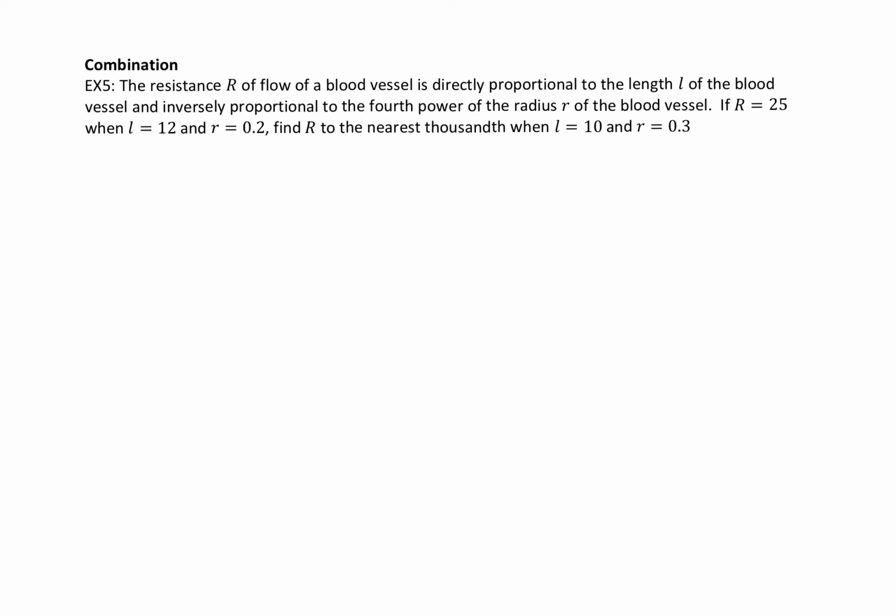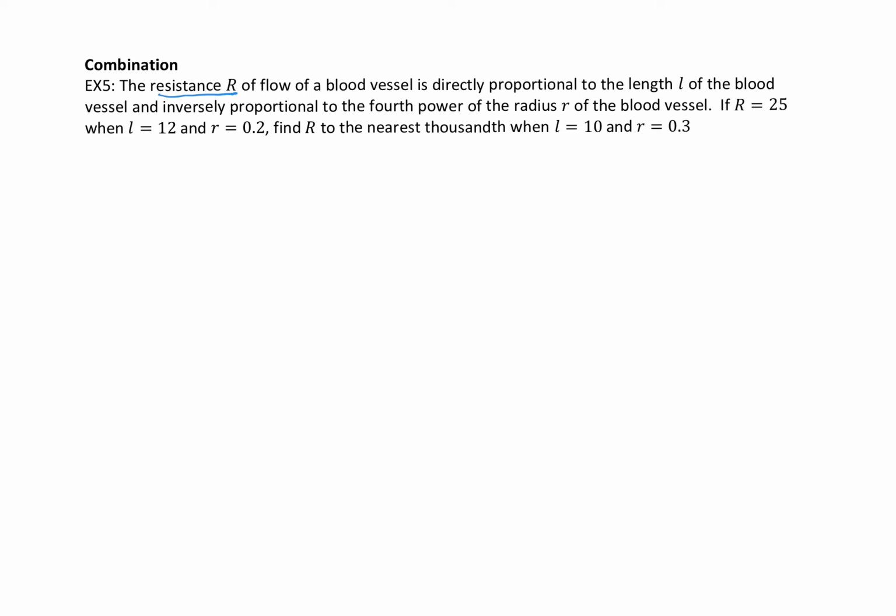So let's just stop there and look at what we have. The resistance R, which is the flow of a blood vessel. So what that's saying is you have your blood vessel, it's a tube. The rate at which, or the resistance that your blood has going through your blood vessel, so resistance would be like slows it down, kind of depends on the length of the blood vessel and the radius of your blood vessel.